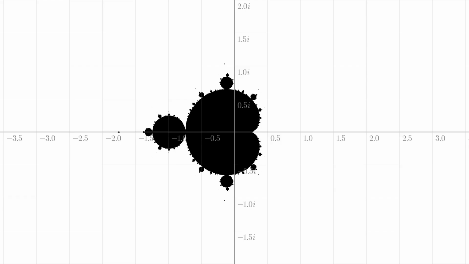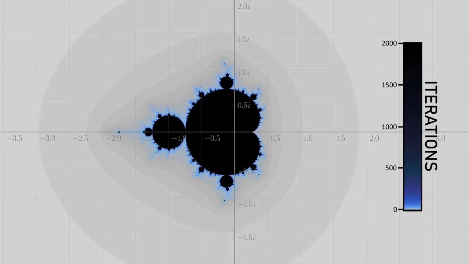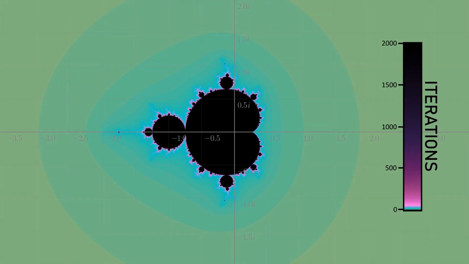To improve the aesthetics of the image, instead of coloring points either black or white, we can color them by how fast the sequence diverges, or by how many iterations it takes for the sequence to diverge beyond a certain radius. We can then choose different color mappings for different results.